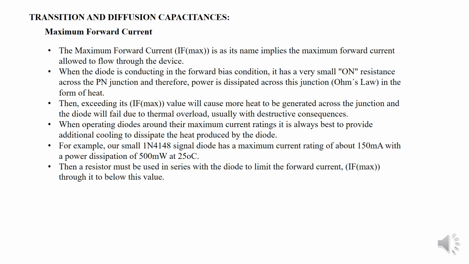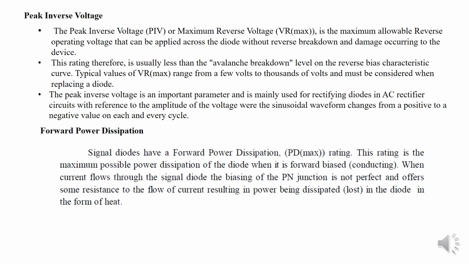Now next we can see about peak inverse voltage. Here the peak inverse voltage, or the maximum reverse voltage, is the maximum allowable reverse operating voltage that can be applied across the diode without reverse breakdown and damage occurring in the device. And here the peak inverse voltage is an important parameter mainly used for rectifying diodes in AC rectifier circuits, which refers to the amplitude of the voltage while the sinusoidal signal changes from positive to negative value on each and every cycle.